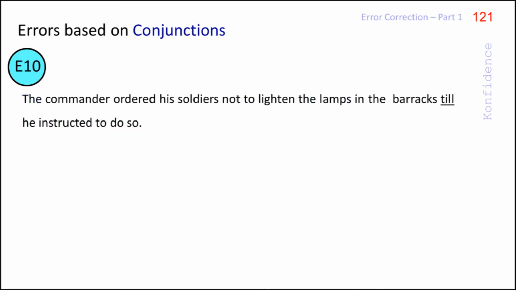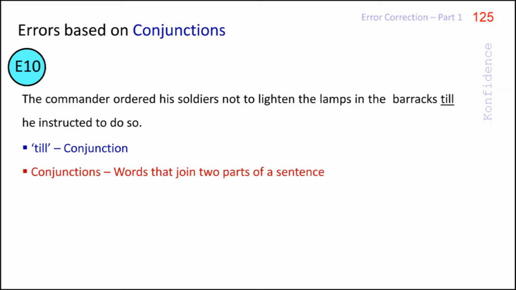Now look at a conjunction related error. In the sentence E10, the underlined word till is the conjunction. Conjunctions are words that join two parts of a sentence. Now look at the nature of the sentence. It is negative in form.